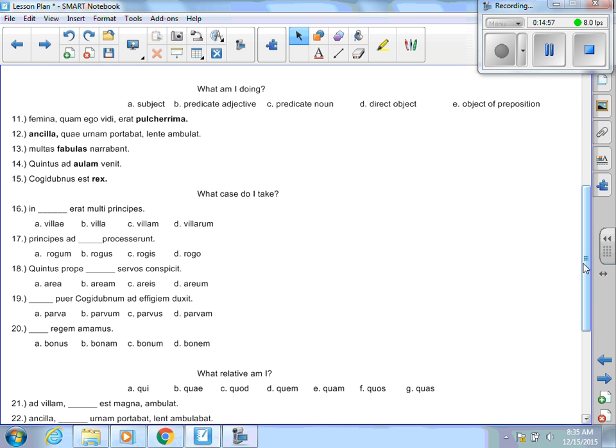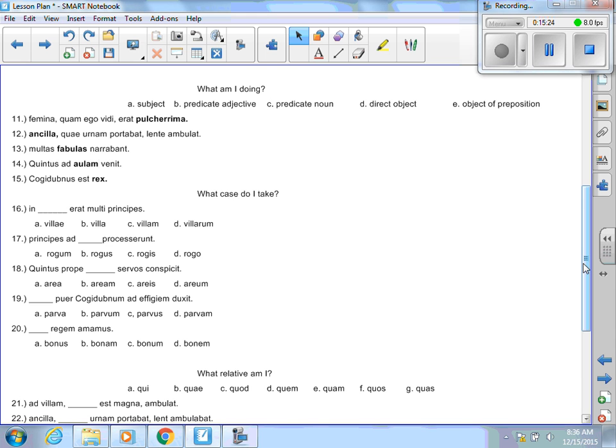Quintus went to the palace. And aulam would be the object of a preposition. In this case, the object of ad. 15, Cogidubnus est rex. Okay, I have a nominative form here, so it's either subject or predicate noun. Cogidubnus is the subject, just based off of word order. Cogidubnus is the subject, est the verb, and rex then becomes the predicate noun.